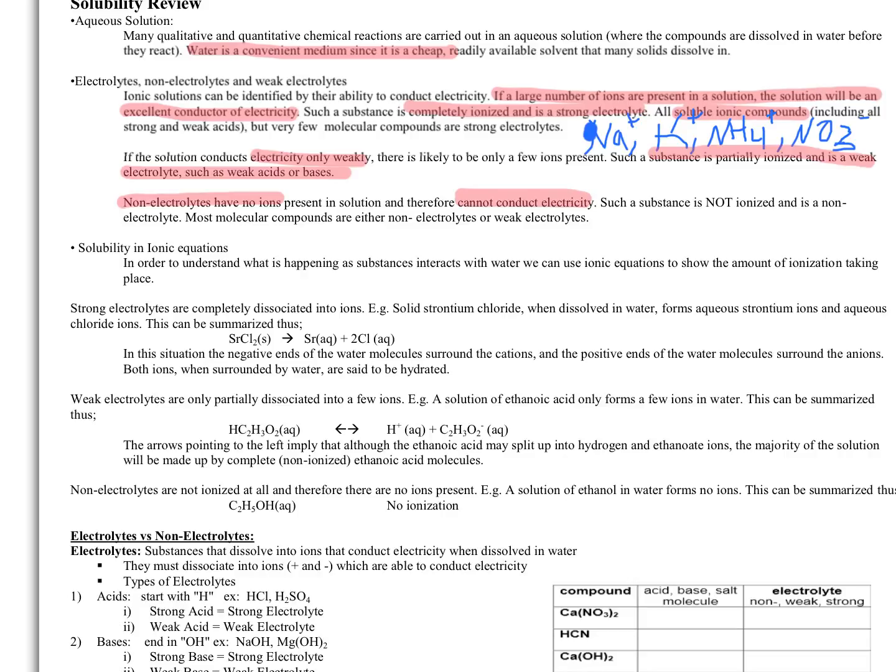Solubility in ionic equations. In order to understand what is happening as substances interact with water, we can use ionic equations to show the ionization. So a strong electrolyte breaks apart entirely into its ions. A weak electrolyte only partially breaks into its ions, so we see an arrow going in two ways. Later on in the year, we'll use those pretty often. And a non-electrolyte has no ionization. It doesn't break apart into ions.